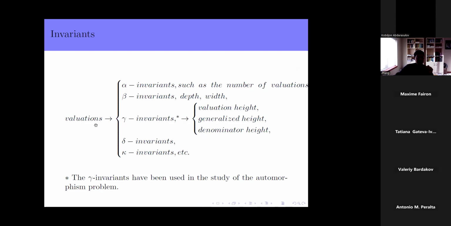Now, starting from valuations, we can define the alpha invariant, beta invariant, gamma invariant, all different kinds of invariants. All these are in our paper, so if you're interested, you can look at our paper. For example, for the gamma invariant, we can define more from that. So there are lots of numbers, sets, and properties coming from these Poisson valuations. The gamma invariant has been used to study the automorphism group, for example. We'll talk about the automorphism group a little bit later.